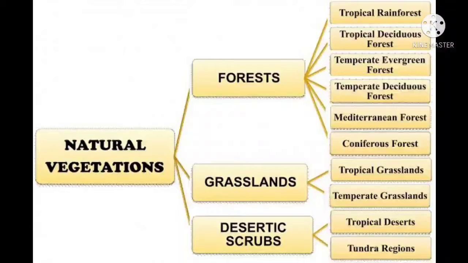It can be broadly classified into three. They are forest, grasslands, and shrubs. Now let's study one by one. First, forest. The cluster of trees which grow close to each other is called forest. Forests are broadly classified into three major types.